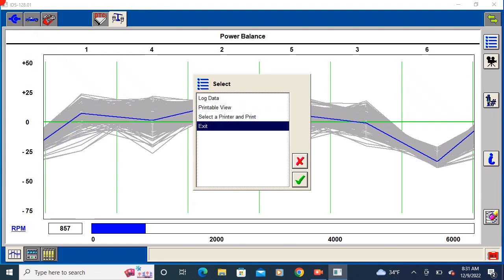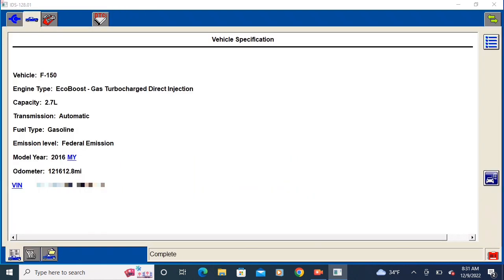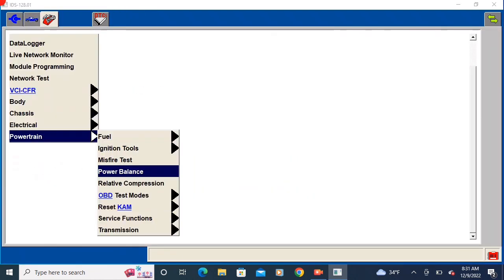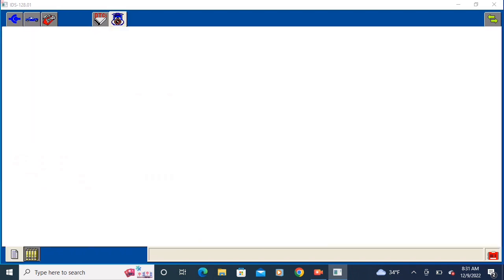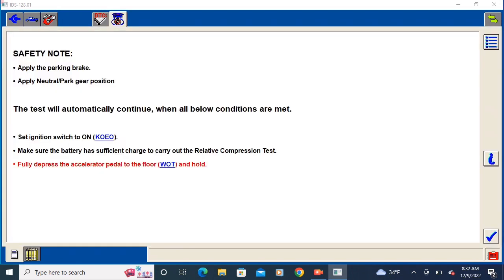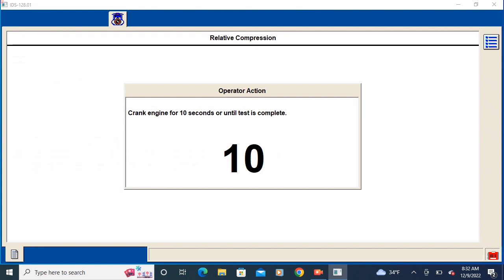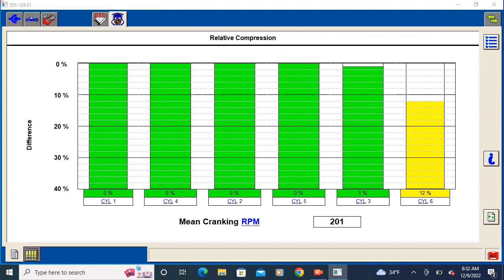Next, I think we're going to run a relative compression test. A relative compression test works similar to the power balance test we just ran, except the scan tool disables engine starting and the engine cranks for 10 seconds. Then by looking at the cylinder Excel PIDs, it determines how much crankshaft speed is lost or gained when each cylinder comes up on compression, and it can use that to estimate the compression of each cylinder relative to the other cylinders. And as you can see here, we have very low compression on cylinder number 6.